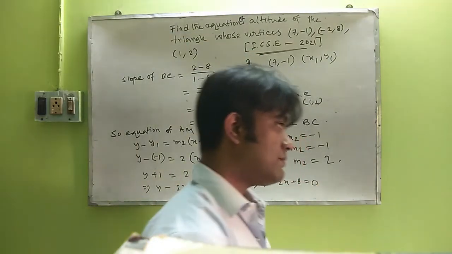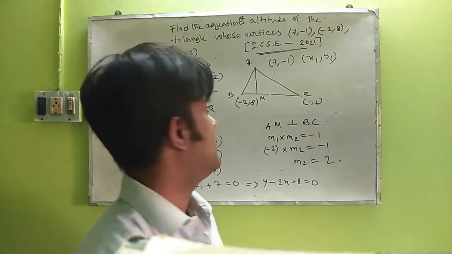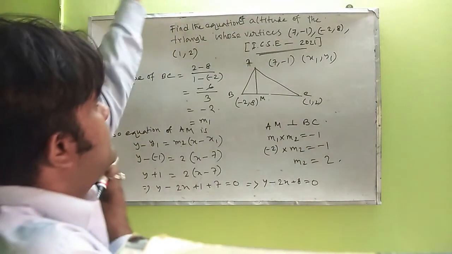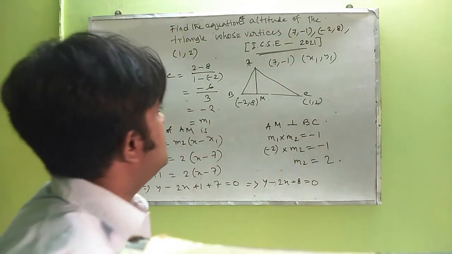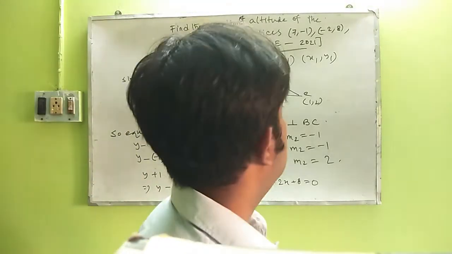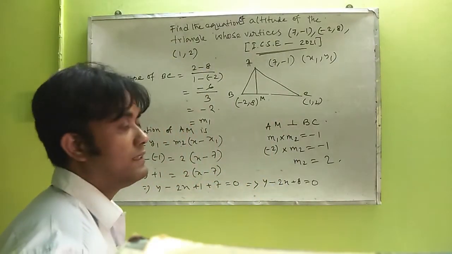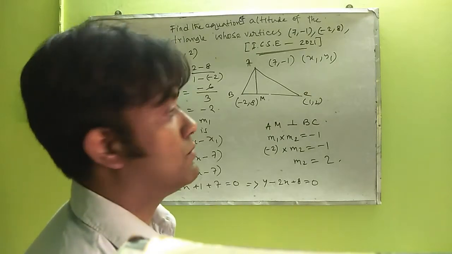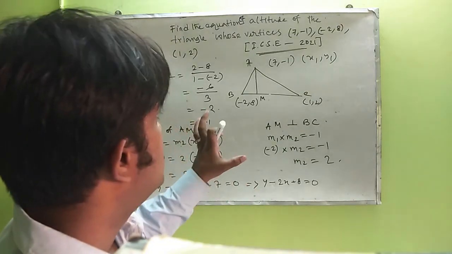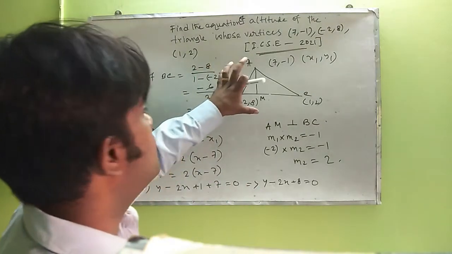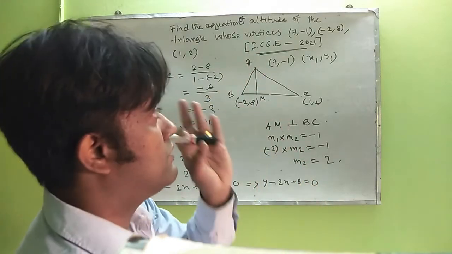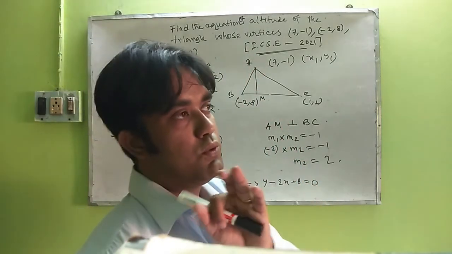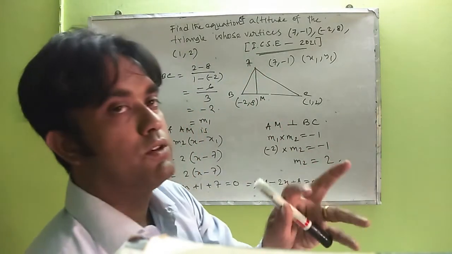So again I explain this sum, which is very important. First you are given the vertex or vertices of the triangle, and you have to calculate all the three altitudes. Here I find the equation of one altitude, and the rest of two you should do in your home.